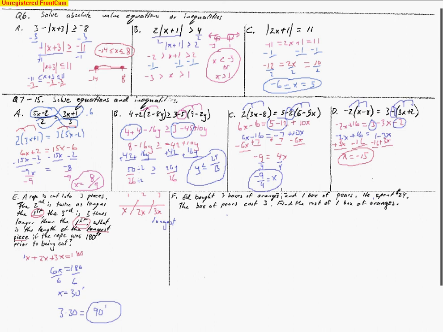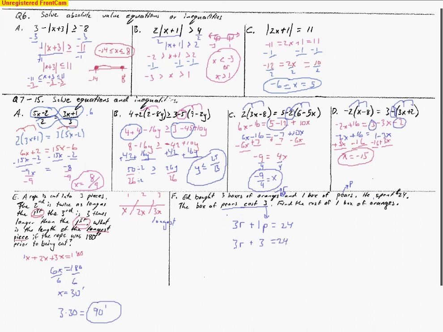We'll say O stands for, instead of O, let's use R. Say R stands for oranges, and let's go with P for pears. So we've got 3 boxes of oranges, R, and 1 box of pears, P, and he spent a total of $24. So R stands for the cost of the box of oranges, P stands for the cost of the box of pears. Well, they tell us box of pears cost $3. So let's put this 3 in place of that P right there. So now we have 3R plus 3 equals 24.